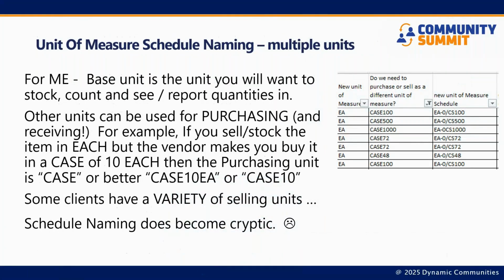When you have multiple units, again, our base unit is still the unit you want to count, see, and report quantities on. Most common example I have now is people were purchasing and receiving in a different unit. The example I have over here is a light manufacturing client. So they've got things that they're using, individual little things. And actually I have an example. So let me turn on my camera if I can get to it. Camera.